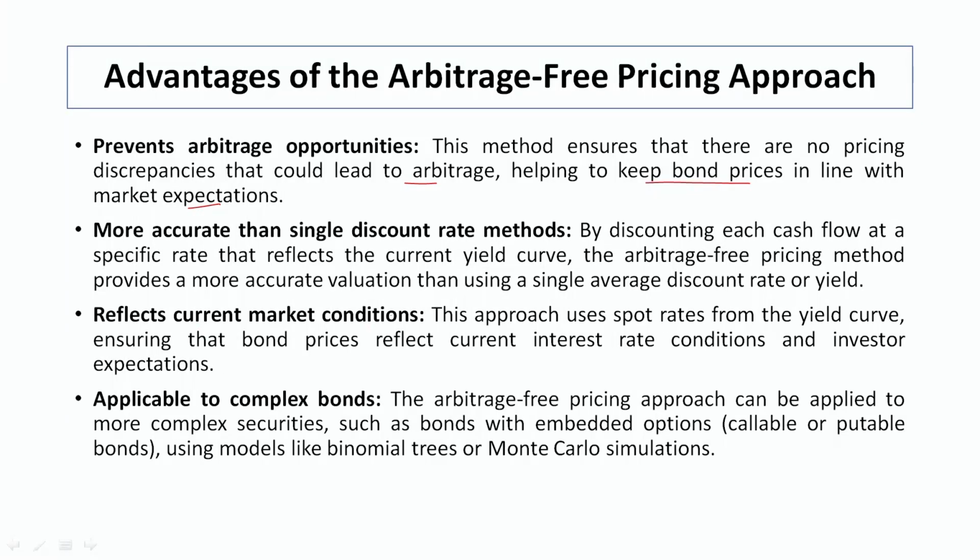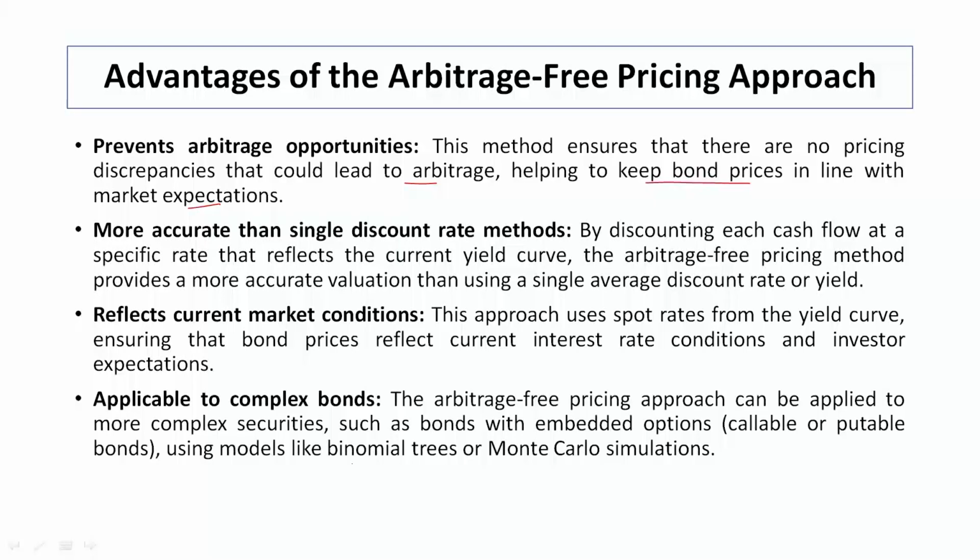It reflects current market conditions. Whatever the market condition is, it is reflected in the interest rate, and we are using this approach to form our yield curve. It is also applicable to complex bonds like embedded option bonds, which is not possible in the case of simple approaches. In the case of other techniques, we have learned that DCF, yield to maturity or relative pricing cannot be used for more complex bonds, but this arbitrage free valuation method we can use for complex bonds with the help of binomial trees and Monte Carlo simulations.